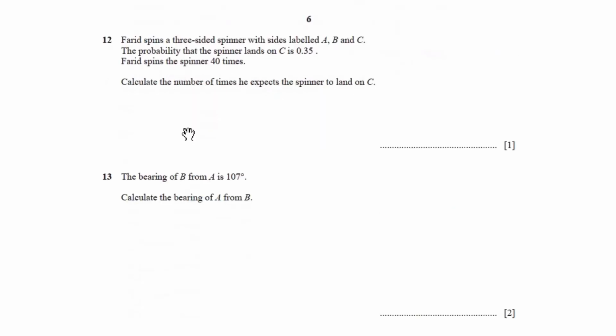Question 12 says, Fred spins a three-sided spinner with sides labeled A, B, and C. The probability that the spinner lands on C is 0.35. Fred spins the spinner 40 times. Calculate the number of times he expects the spinner to land on C. So the probability of the spinner landing on C is 0.35, and he's spinning it 40 times. So you multiply the probability with the number of times the spinner is spun, and that's going to give us 14.